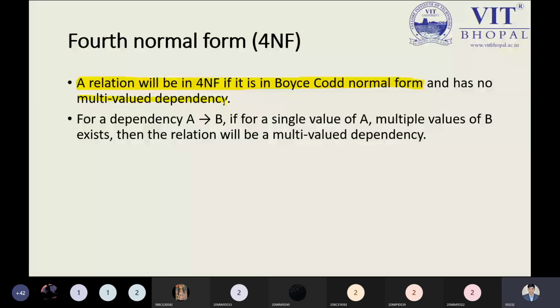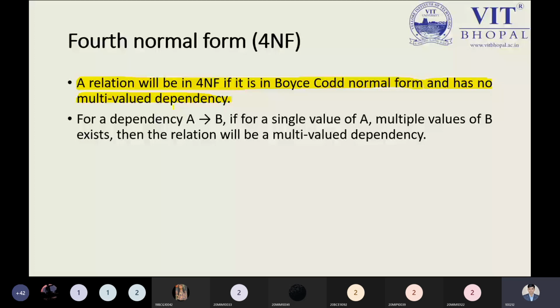So that is a point you people keep in mind properly. It does not have, and it is not required to have, multi-value dependencies. The multi-value dependency should not exist inside the fourth normal form. And if it has one, then we are not following, or not supported by, the fourth normal form. So for dependency A determines B, if for a single value of A multiple values of B exist, then the relation has a multi-value dependency. This point we already discussed in our previous example.